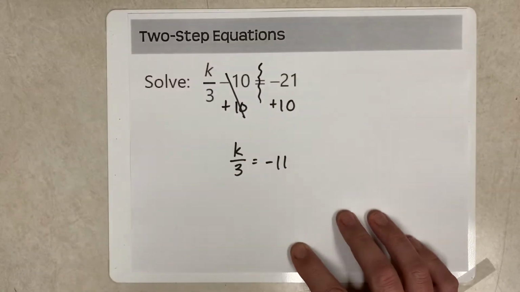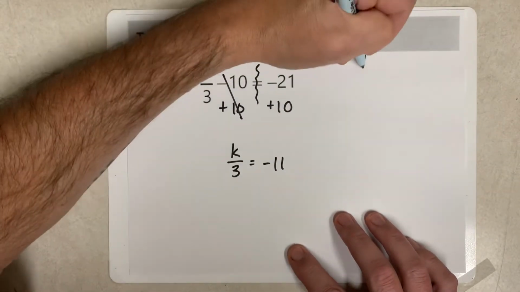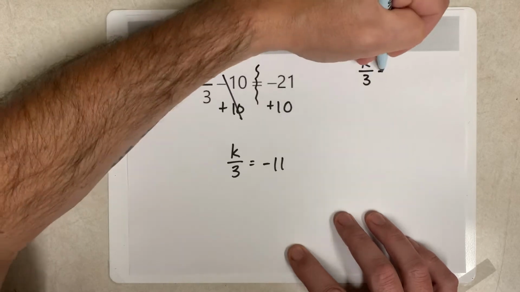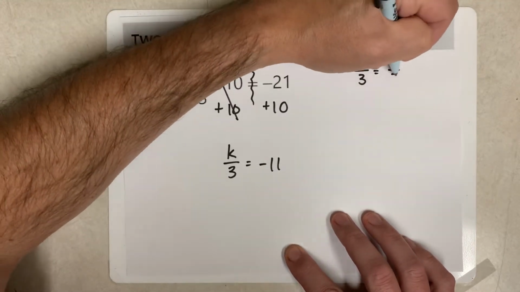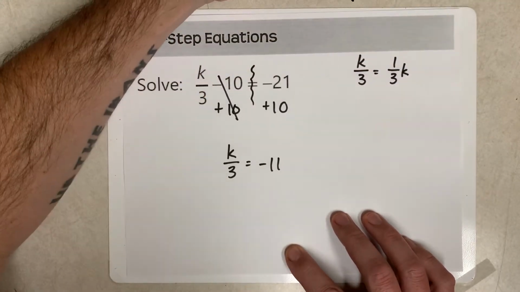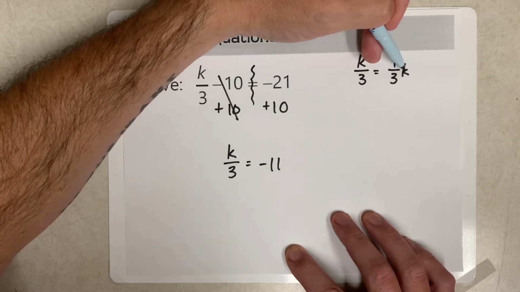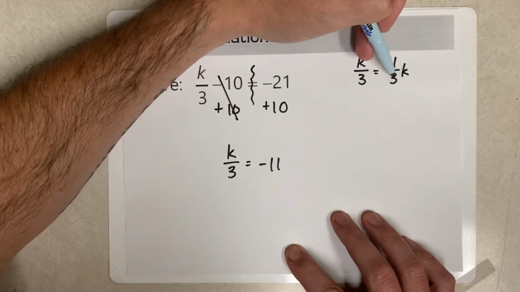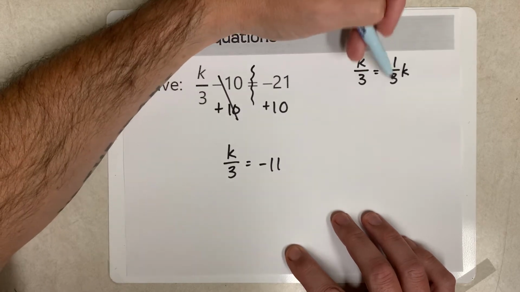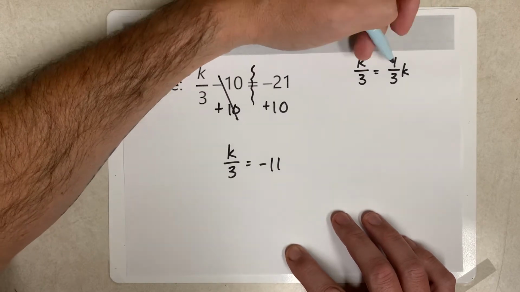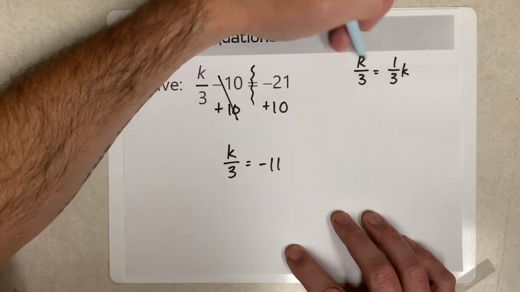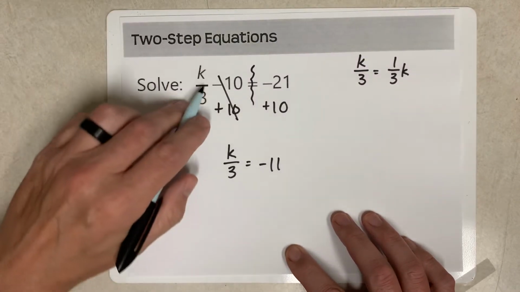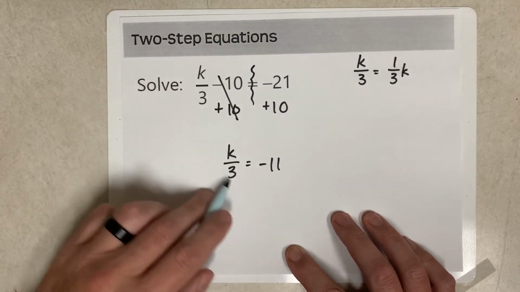So let me stop here and show you something. K over 3 is really the same thing as 1/3 times k on the side. This k on the side is assumed to be in the numerator. K times 1 is k, and the 3 down here. So when you see a fraction to the side, just remember, it's the same thing as this or this, however you want to write it. Now, since I started off with this, I'm going to keep it like that.